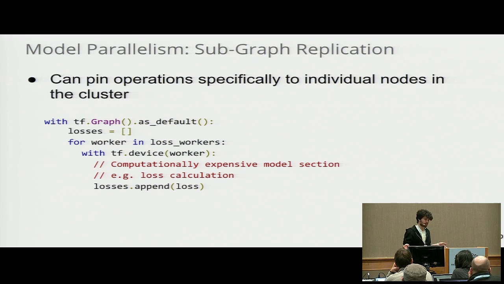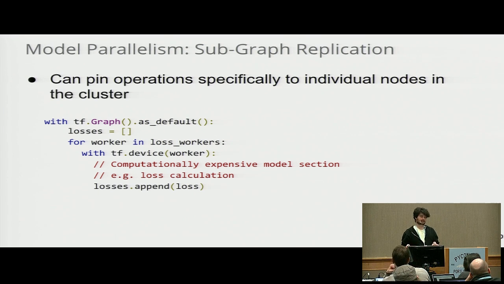So the other way you can do model parallelism is a little bit more fine-grained. What if we want to have one graph, so one context here, and pin individual operations in the graph to specific workers? So this is what that looks like. For example, if you wanted to do an independent loss calculation on every worker, you could do something like this. You could say, for every worker, pin a loss operation to that worker.